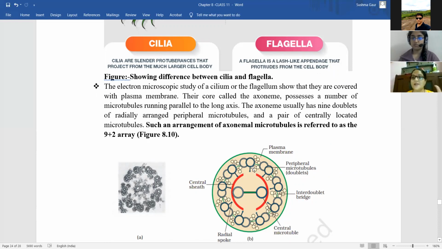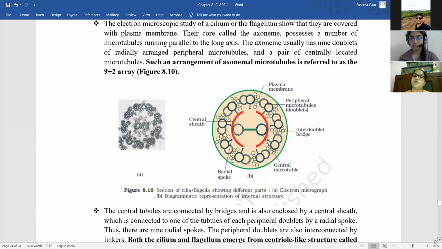And there is a pair of centrally located microtubules. They are also microtubules, present in a pair at the central position, while the others are in the radial position. Such an arrangement of axonemal microtubules is referred to as a 9+2 array. If anyone asks you what the 9+2 array is in the case of microtubules, then you have to write its description. First try to learn this diagram; it is not required that you mug up the theory.